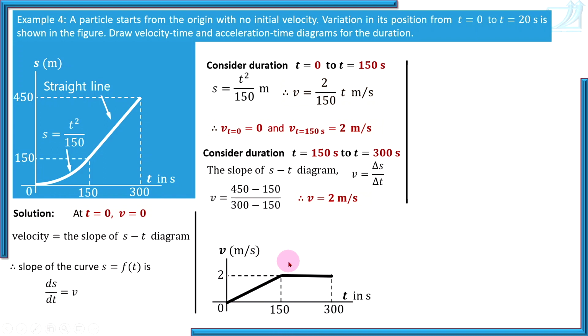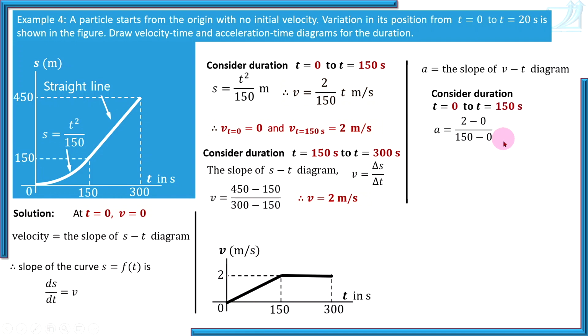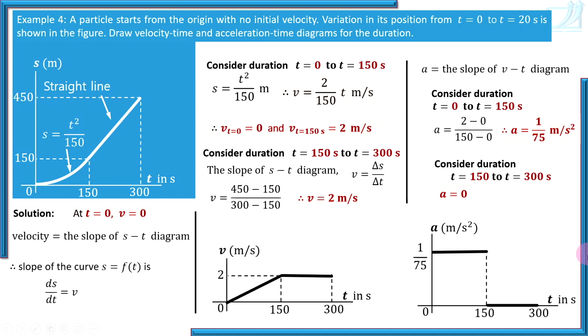Now let's draw the At diagram. Simple. Acceleration is the slope of the Vt diagram. So consider the duration 0 to 150. In this duration, the slope, it is a straight line, so delta y by delta x, 2 by 150, and it is 1 by 75 meters per second squared. Now consider the duration 150 to 300 seconds. In this duration, check, velocity does not change, so acceleration is 0. So this is the At diagram, very simple. From 150 to 300, acceleration is 0, and from 0 to 150, acceleration is constant, 1 by 75 meters per second squared. So it's very simple to draw the At diagram now.